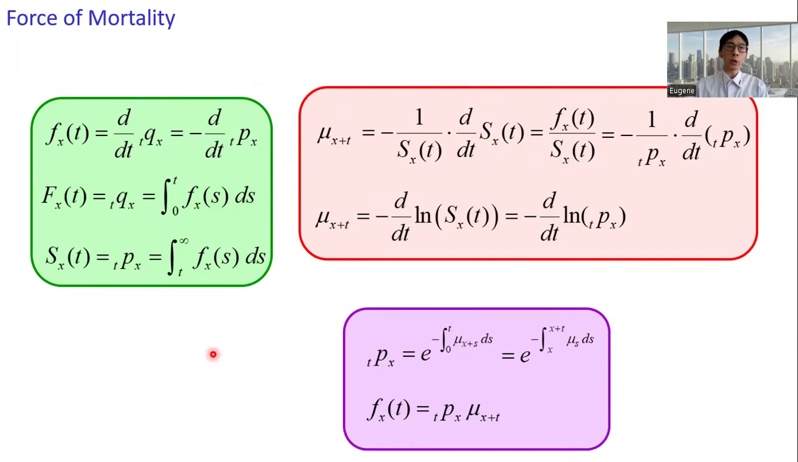All right, the set of equations, or the set of relationships regarding the density function, the survival function, and the distribution function. So here, if you are given the survival probabilities or the mortality probabilities, you can make use of these relationships to get the density function fx of t, or the other way around.